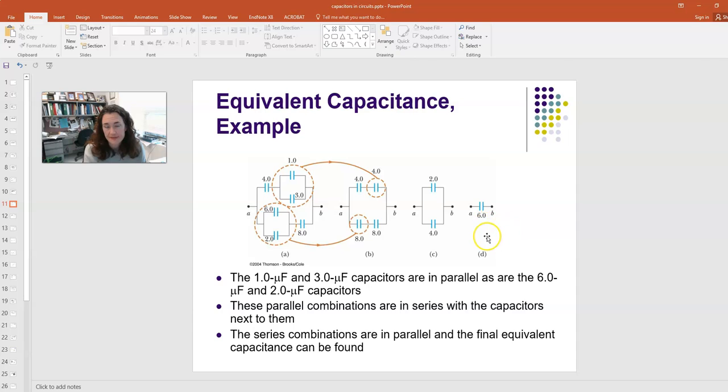Okay? So that's your strategy. You take these little chunks, find the equivalent capacitance of the chunk, and then just keep going until you only end up with 1 at the end. And that's how you find your equivalent capacitance. That's the strategy.